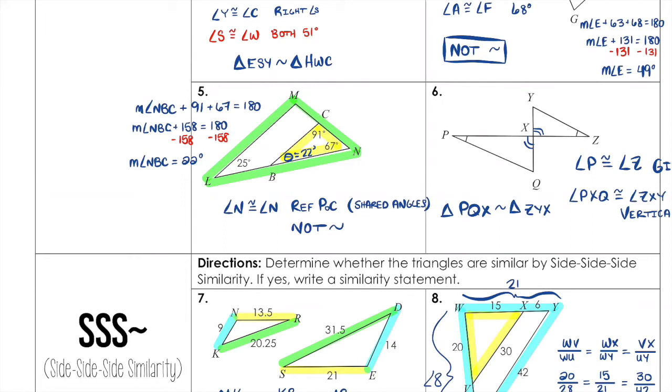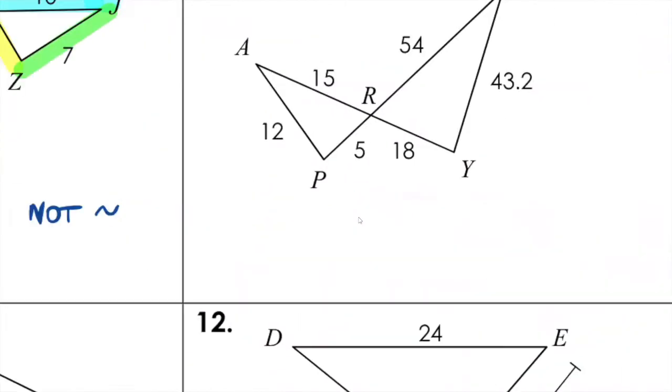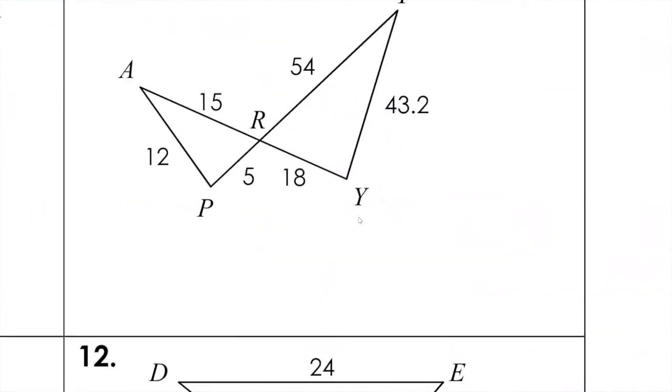Our second one is side, side, side. Side, side, side similarity means all three corresponding sides have the same ratio. So the three pairs of corresponding sides have all got to equal the same scale factor. So let's go to the next page because I've got three just waiting for you guys.